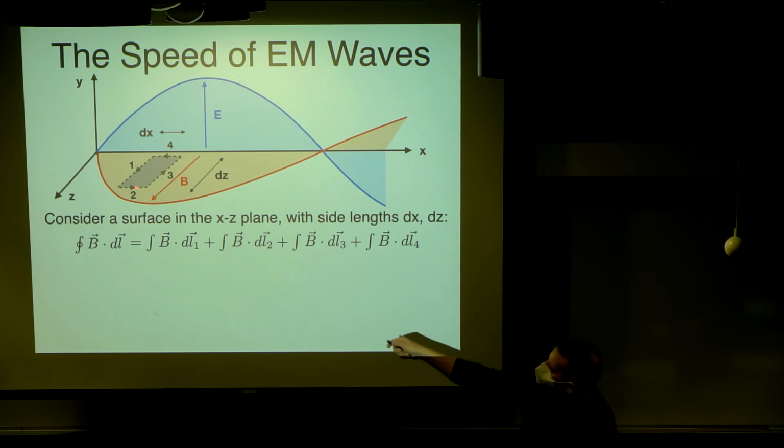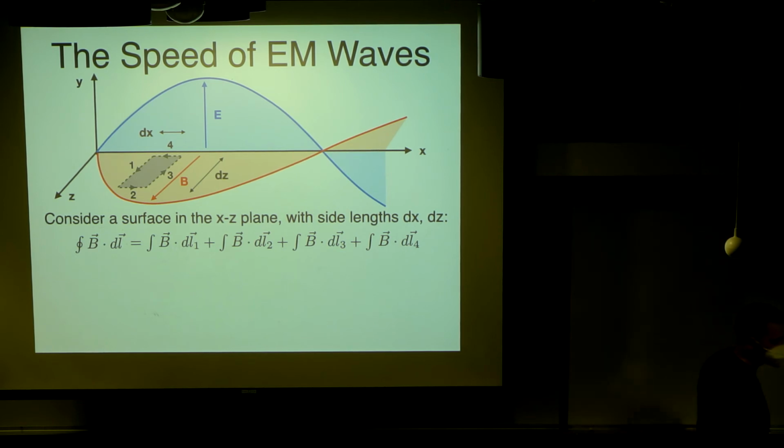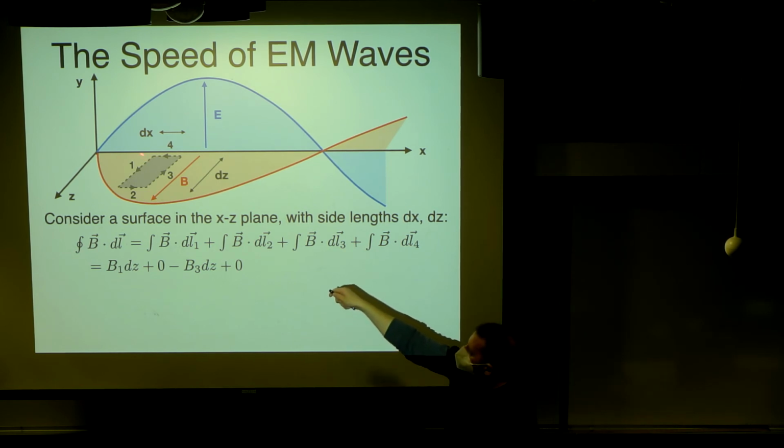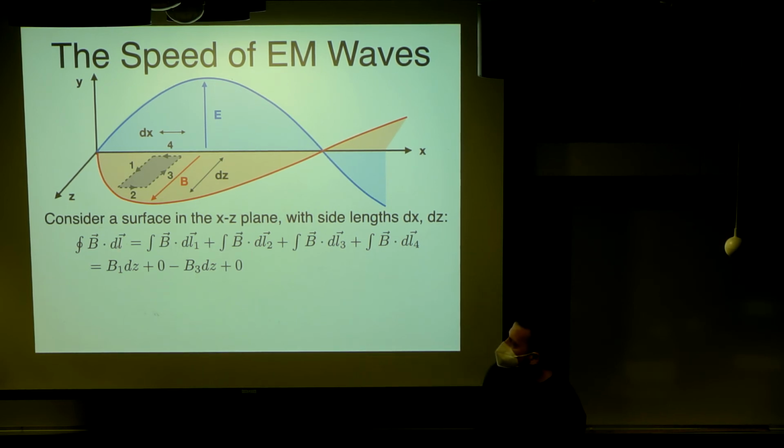Yeah, it's still 2 and 4, right? If you look at 2, that path goes perpendicular to B, so B dot dl is going to be 0 for number 2. And it's the same deal for number 4, right? B dot dl is going to give me 0. As for the other 2, let's think about number 1. This one is going with the B field lines, right? So that means the dot product is positive.